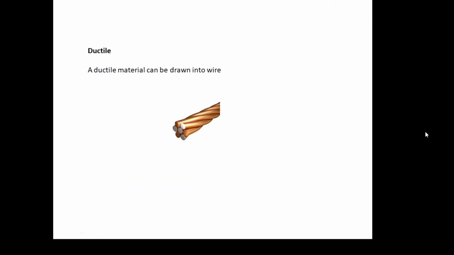Ductile, this has a very specific meaning. A ductile material can be drawn into wire. We will talk a lot about ductile metals, copper being the best example of that. There's also gold and lead, but copper can be drawn into a wire. It is ductile.